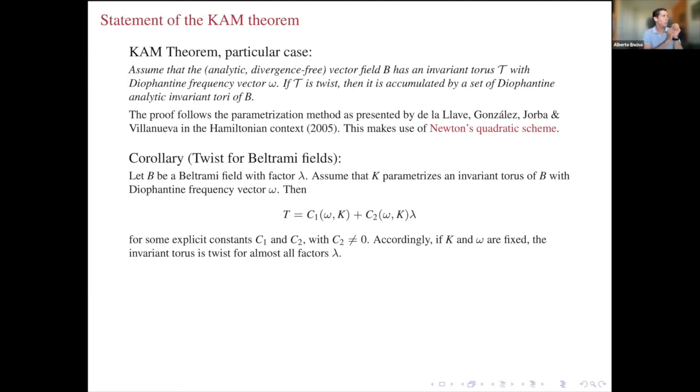We just want to know a particular application of this KAM theorem, which says that if we have a vector field, which will be B2 in our case, which is divergence-free, analytic, and which has an invariant torus satisfying a Diophantine condition, and that explicit twist condition is satisfied, then we have a lot of invariant tori that accumulate on the initial one. And that allows us to define the toroidal domains that will be needed to construct the weak solution, okay? The proof uses ideas of De La Llave, González, Jorba, Villanueva.